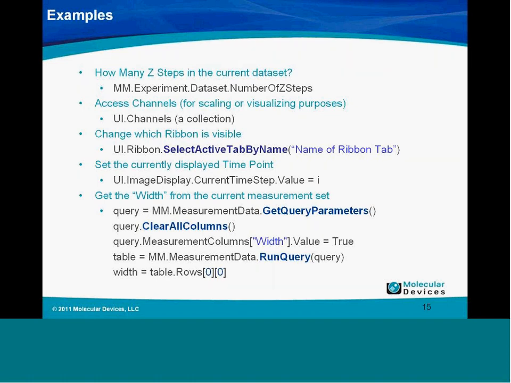First thing you want to do is make sure that it's all empty. So it's going to come out with all the columns in the measurement set, the current measurement set selected. And we only care about one measurement here. So we'll clear all the columns. And then we're going to add some columns in.